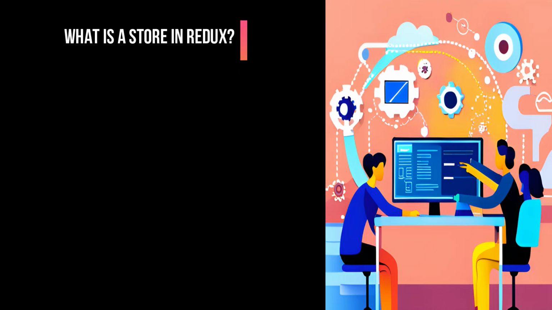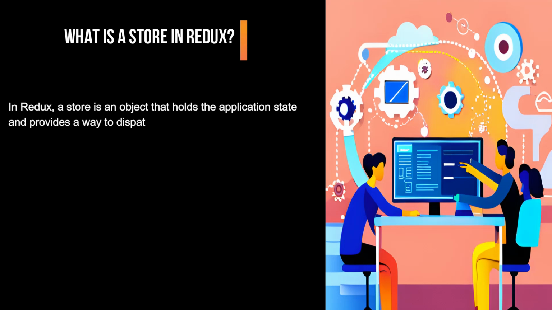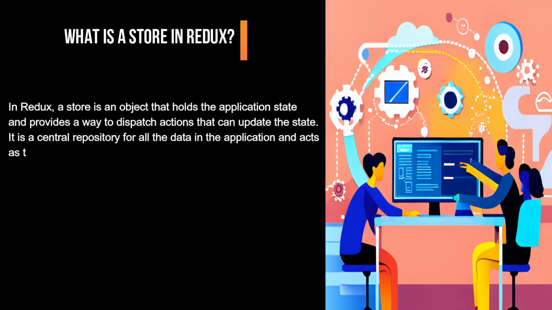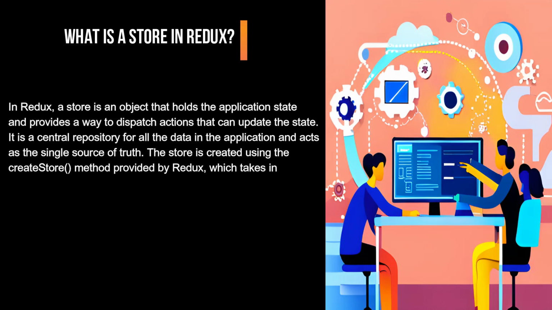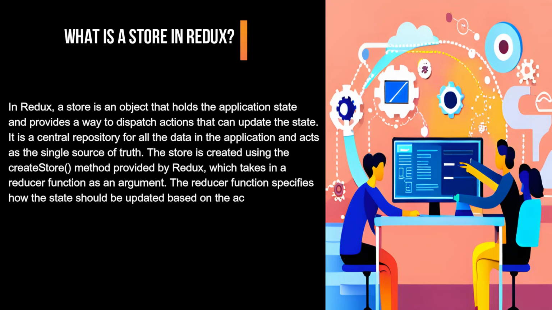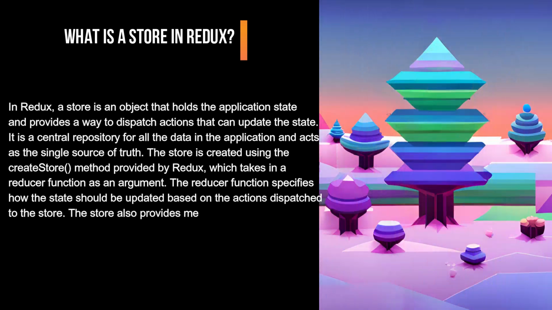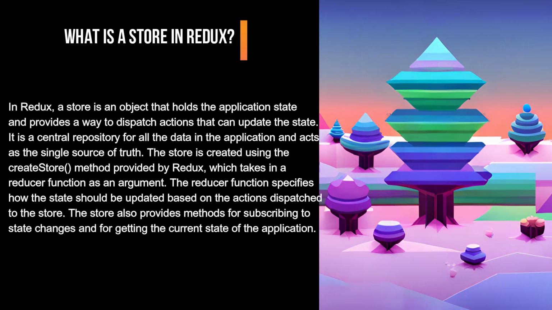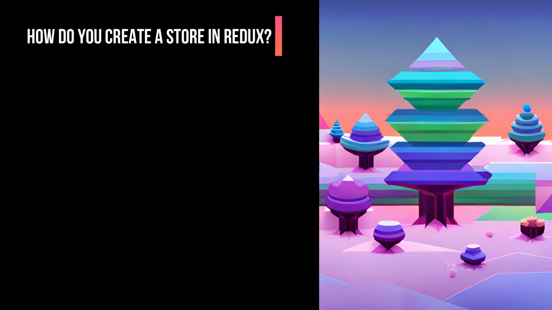What is a store in Redux? In Redux, a store is an object that holds the application state and provides a way to dispatch actions that can update the state. It is a central repository for all the data in the application and acts as the single source of truth. The store is created using the createStore method provided by Redux, which takes in a reducer function as an argument. The reducer function specifies how the state should be updated based on the actions dispatched to the store. The store also provides methods for subscribing to state changes and for getting the current state of the application.